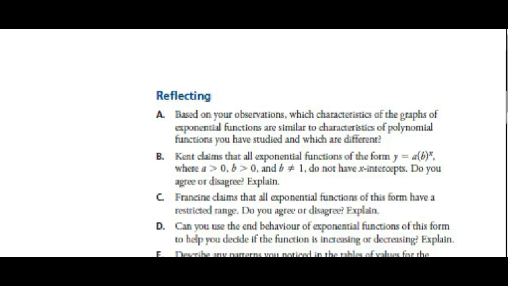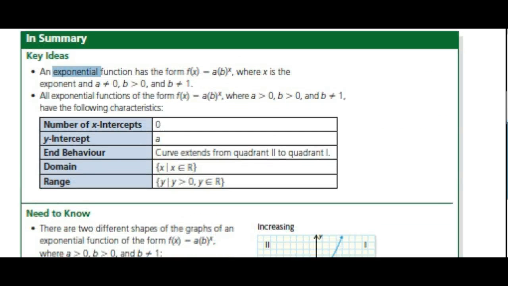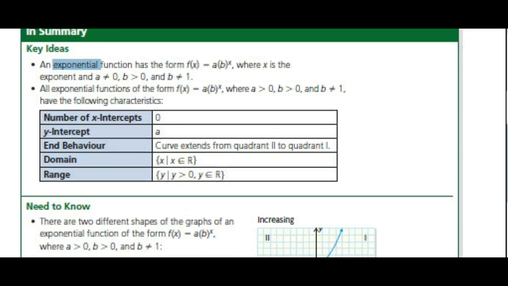Reflecting, just asking questions that we've already done. And in summary, the key idea. Look, we're done 6.1 almost, right? Key ideas. Exponential function is a function of the form a times b to the x, where x is the exponent. A cannot be equal to 0, because you just end up with y equals 0. B must be greater than 0, so the base of the exponent has to be positive. B cannot be 1, you get a flat line.